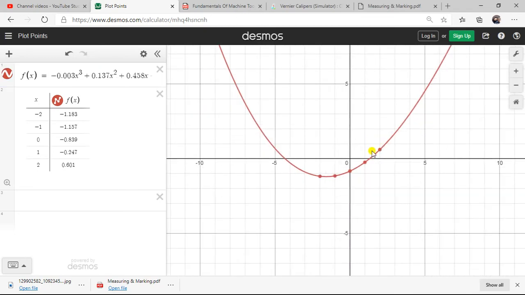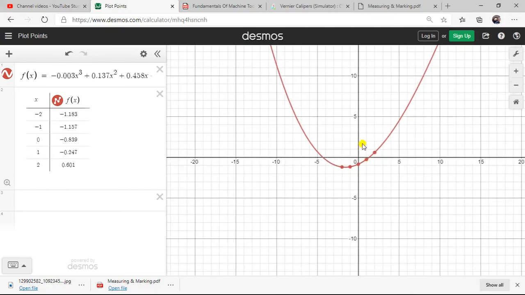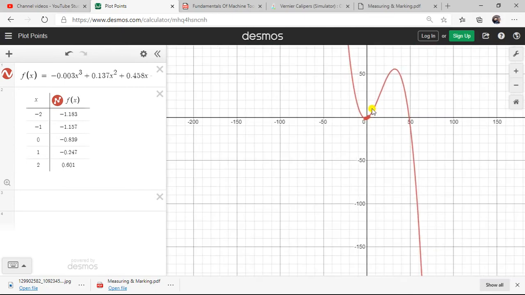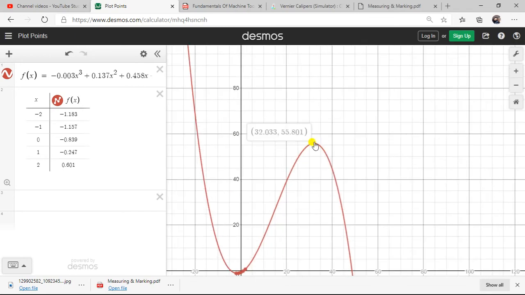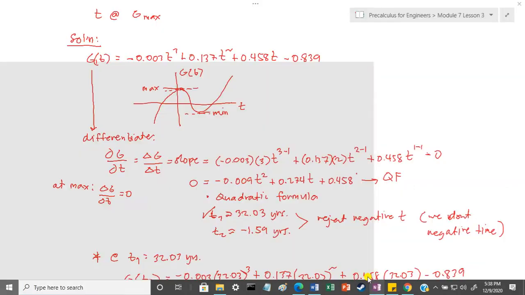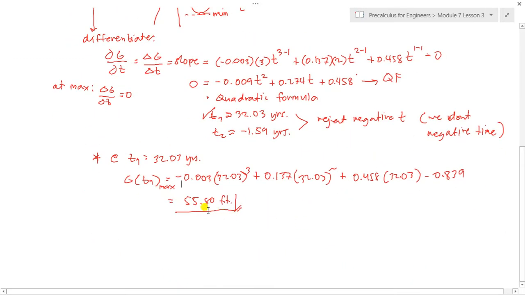So kung nyo makita, okay, ito zoom out. So, see? Naa siya maximum o na po siya minimum. So, checking the maximum class, that is 32.03. So, ito nakuha dito, approximation naman eh. And then, the maximum value for the growth rate or the growth is 55.8 feet. So, kato kitaon sa atong nakuha nga answer, that is 55.8 approximately.